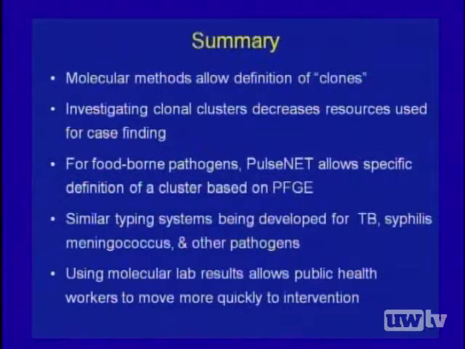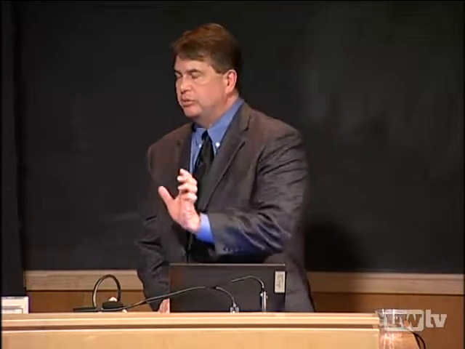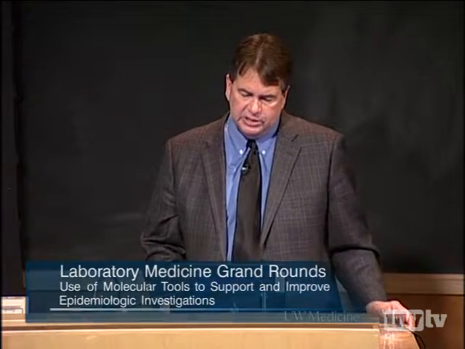Investigating clonal clusters decreases the resources that epidemiologists need to do for case finding. For foodborne pathogens, PulseNet has allowed specific definition of a cluster based on PFGE. We're developing similar subtyping systems for TB, which I did not talk about today, for syphilis, for meningococcus, and a lot of other pathogens. And a lot of that is even going to come further because people will start applying pyrosequencers to perform their MLST as opposed to PCR. And then finally, using molecular lab results allows public health workers to move more quickly to intervention because we're able to rapidly identify the clusters, rapidly identify the transmission mechanisms, and put in place intervention.